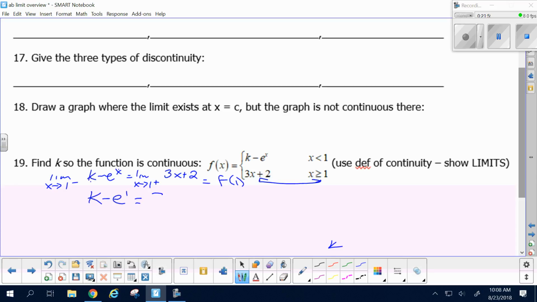5. Okay, now this then is going to go to teacher preference. And this makes me crazy. I have then to get k by itself, and so k is 5 plus e. Now, my preference, slash just good math.